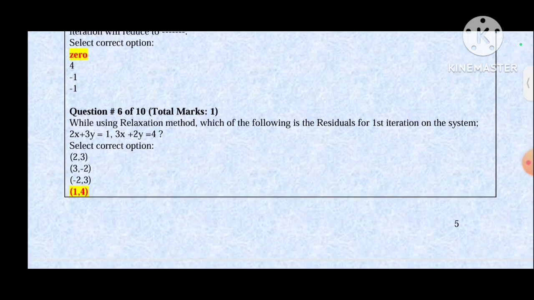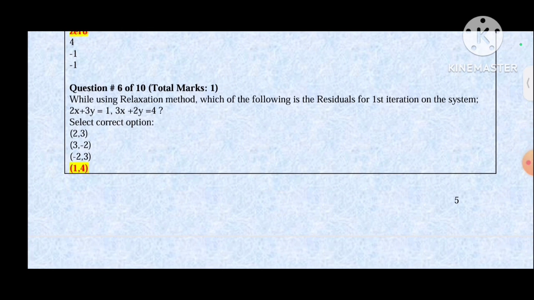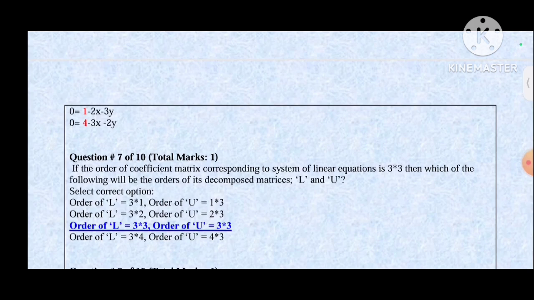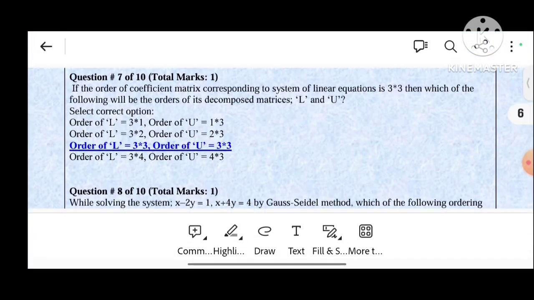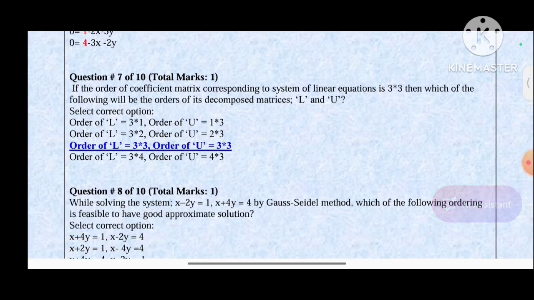While using the relaxation method, which of the following is the residual for the first iteration on the system of equations 2x plus 3y is equal to 1 and 3x plus 2y is equal to 4? Answer is 1, 4. If the order of the coefficient matrix corresponding to a system of linear equations is 3 by 3, then which of the following will be the order of its decomposed matrices L and U? Order of L is equal to 3 by 3 and order of U is equal to 3 by 3.